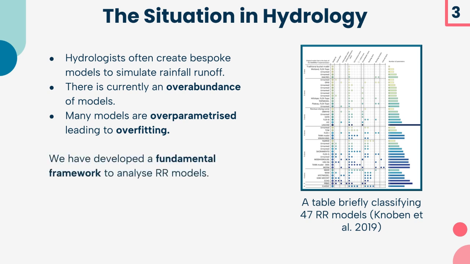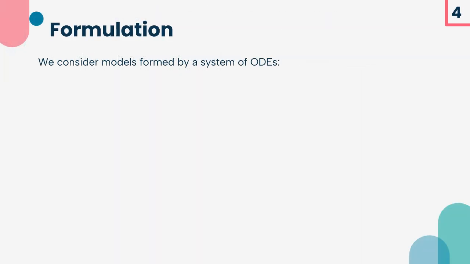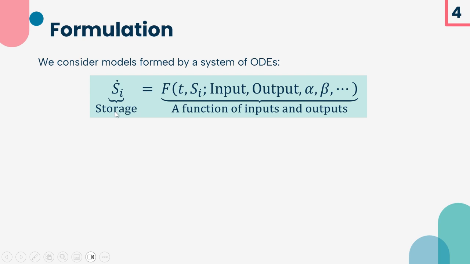So what we have done is developed a fundamental framework to analyze these RR models to help us see what we can do to prevent this overfitting effectively. So first, we will formulate the problem. These models are formed by a system of ODEs. So we'll have a box or multiple boxes, and the change of these storages is going to be some function of water balance. So you have an input of data and then an output of data as well.